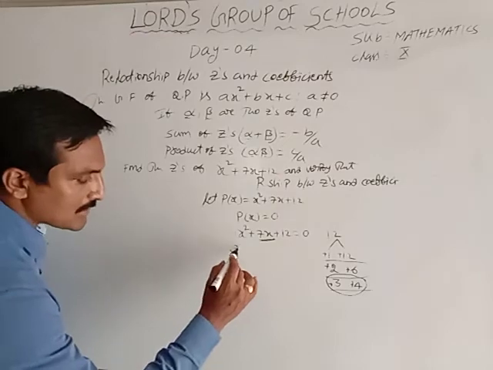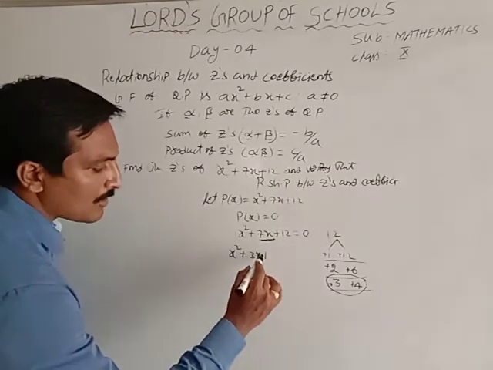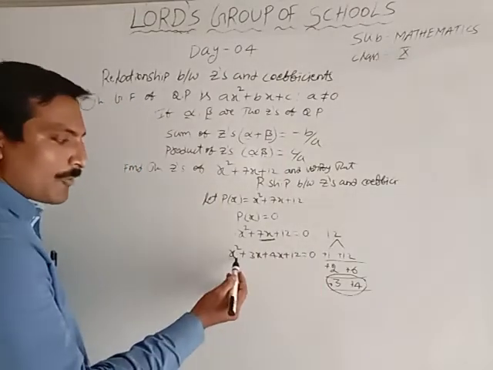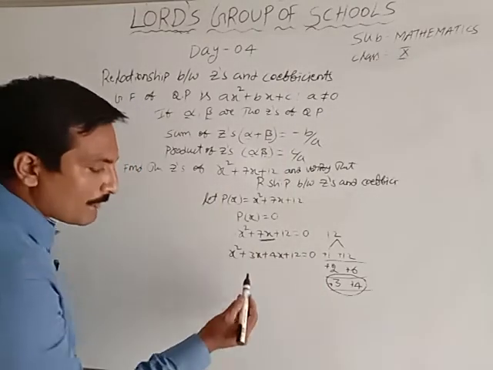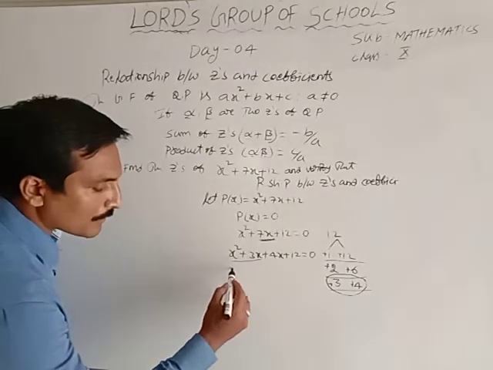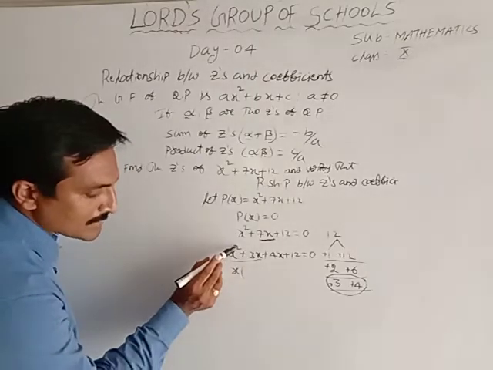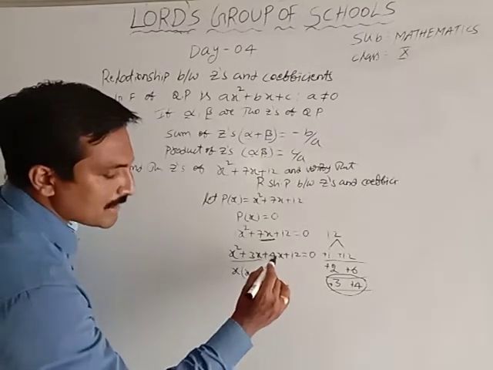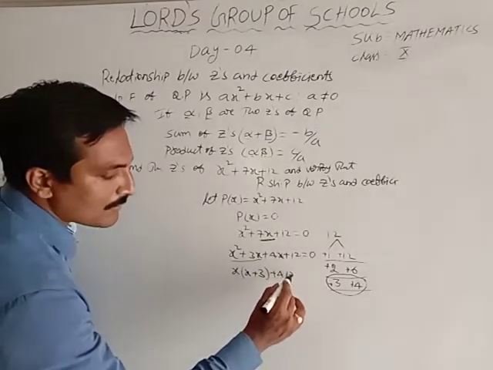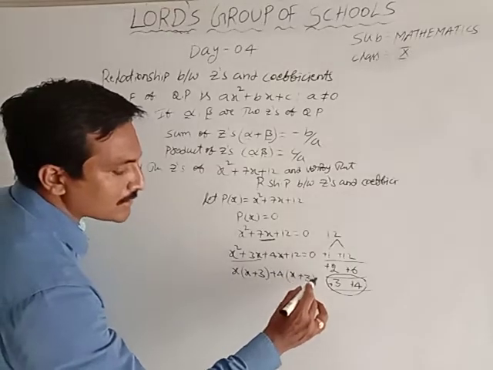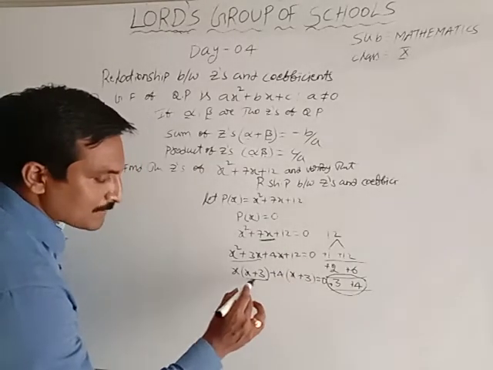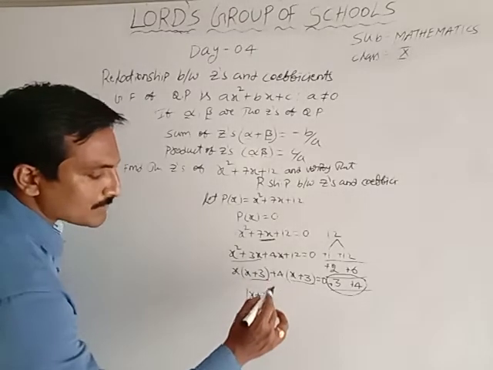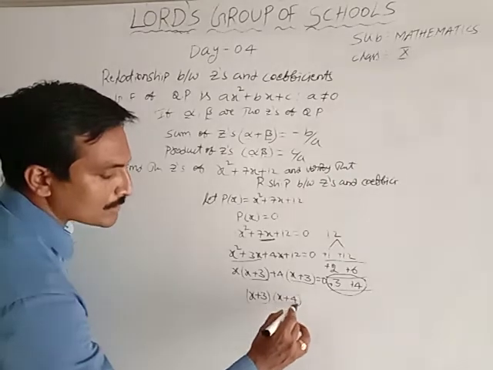Now we write x square plus 3x plus 4x plus 12 is equal to 0. Here four terms are present. In the first two terms, x is common: x times x plus 3. Plus, in the next two, 4 is common: 4 times x plus 3. Since x plus 3 is the same, take the common x plus 3, and x plus 4 is left, equal to 0.